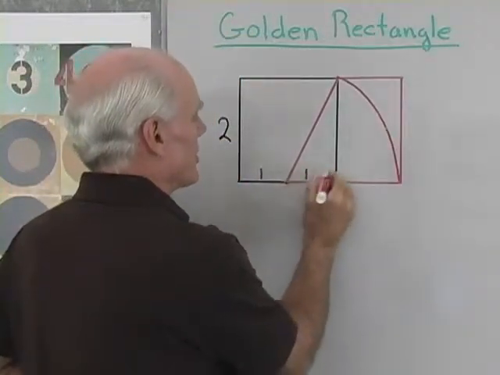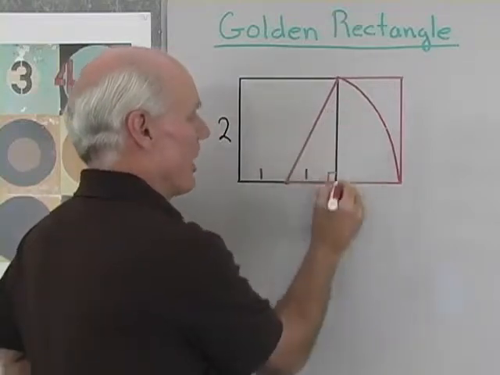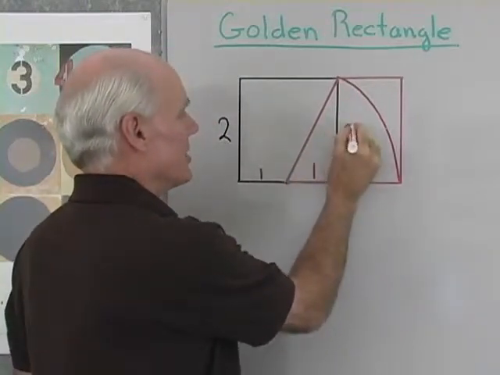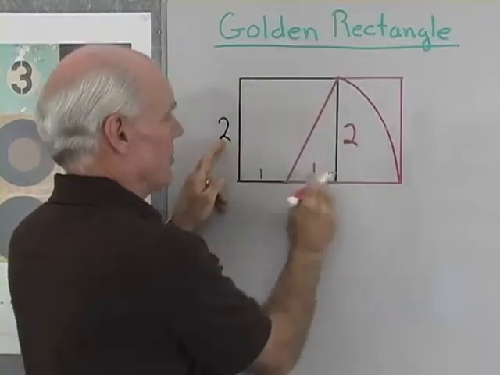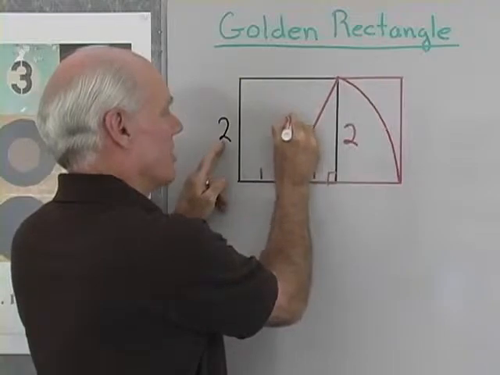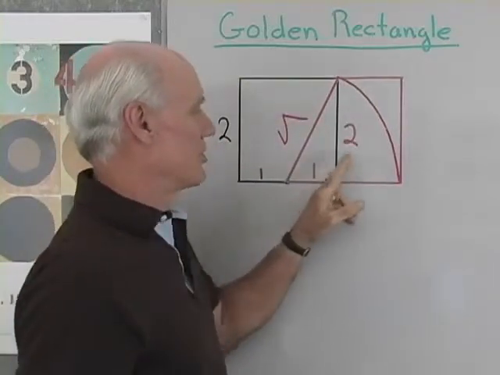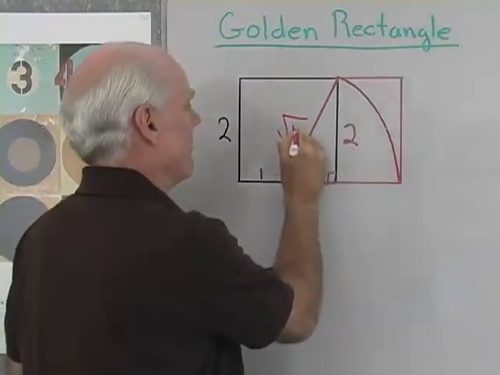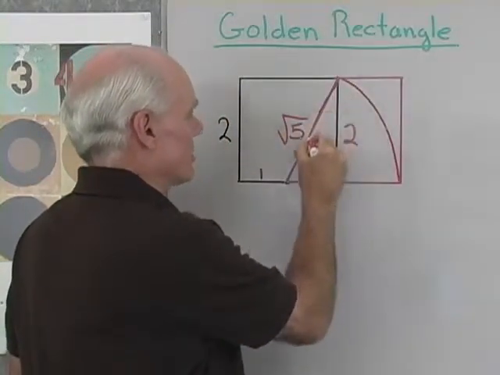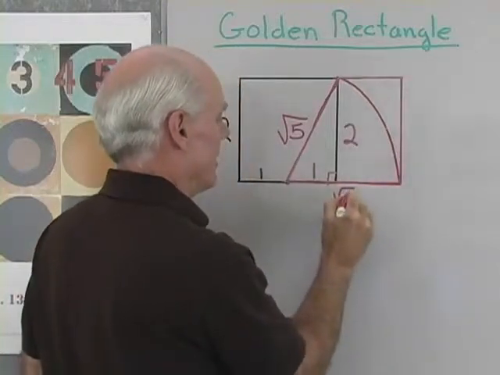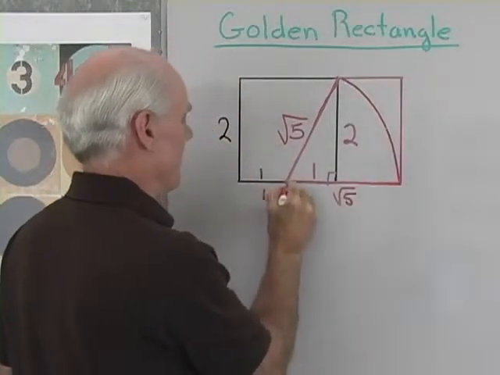So if I look in this little right triangle right here, I see that this side is 1, this side is 2, because that was my original square, and so by the Pythagorean theorem I know that this side is going to be the square root of 1 squared plus 2 squared, square root of 1 plus 4, or square root of 5. So this length is square root 5. That means that this length right here is square root 5.